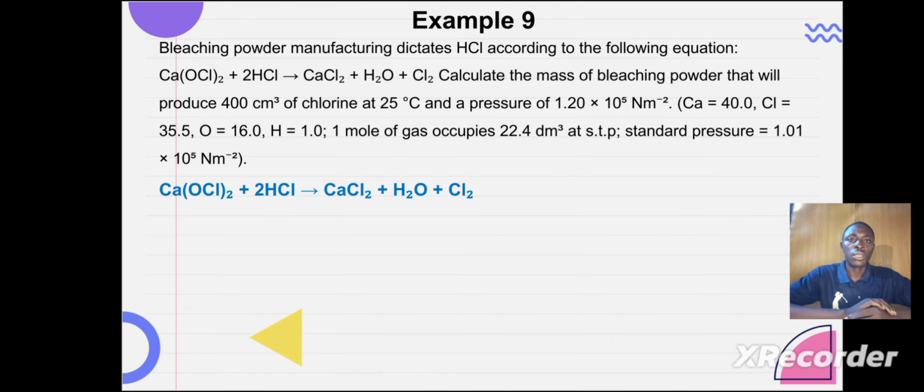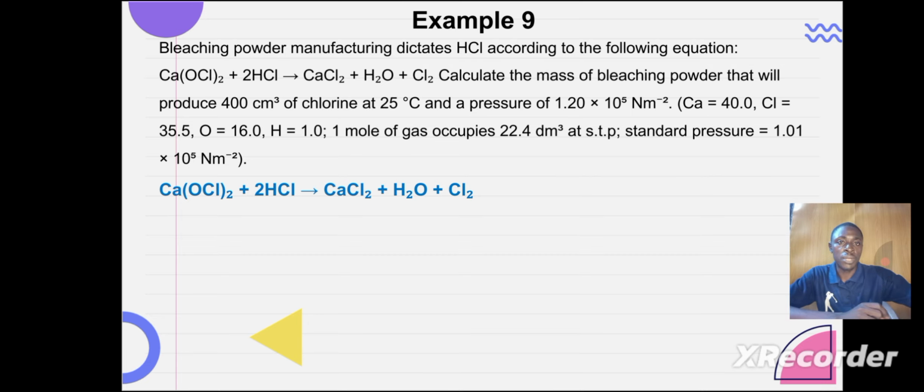Okay, example 9. Bleaching powder manufacturing reacts with HCl according to the following equation. So this is the equation for the reaction of bleaching powder with hydrogen chloride. Calculate the mass of bleaching powder that will produce 400 cm cube of chlorine at 25 degrees Celsius and a pressure of 1.2 times 10 raised to the power 5 Newton per meter square. So the standard conditions and other things were provided.